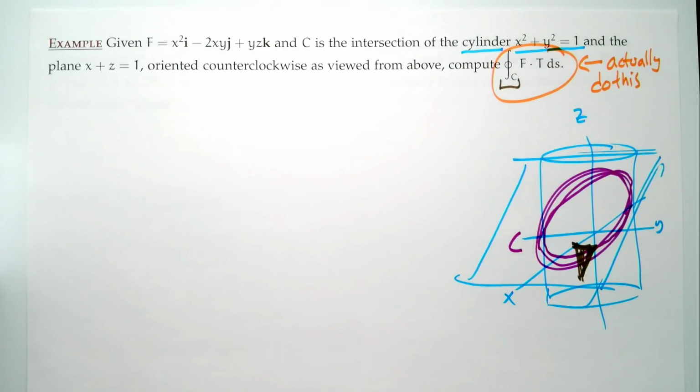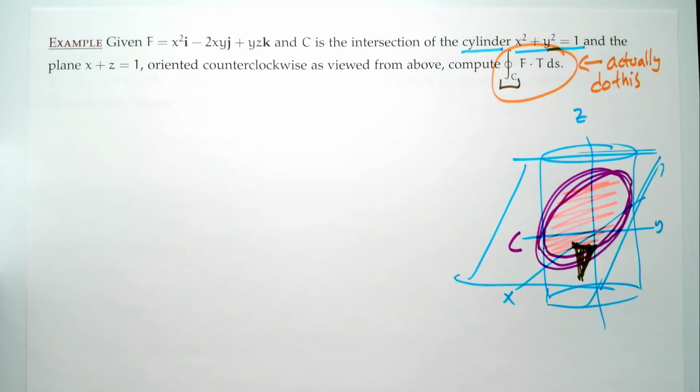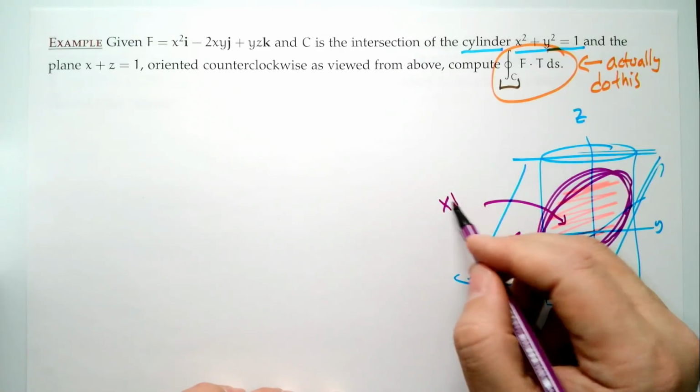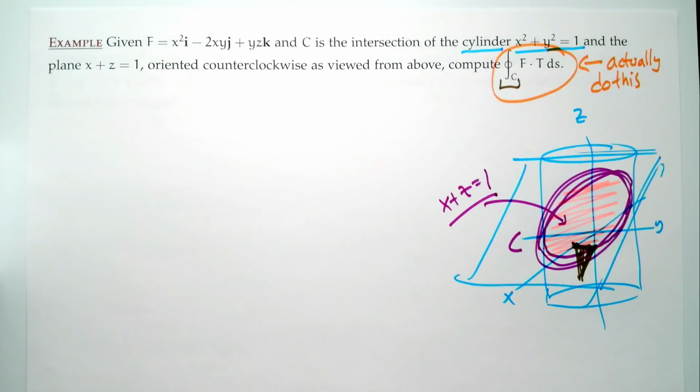So what do we do? What are we missing here if we're thinking Stokes? A surface. So we got to put a surface here. Well, what surface do we put in? Probably we'll put in the flat thing. Now, when we say the flat thing, what is the flat thing? The flat thing is x plus z equals 1. That's the flat part.